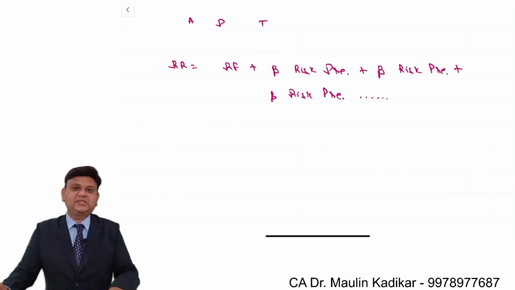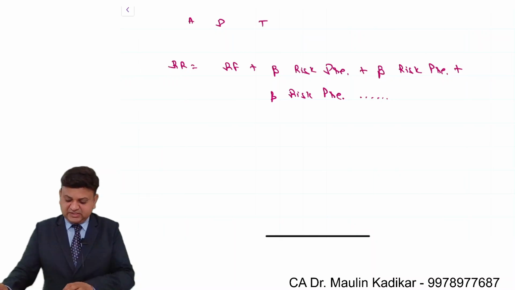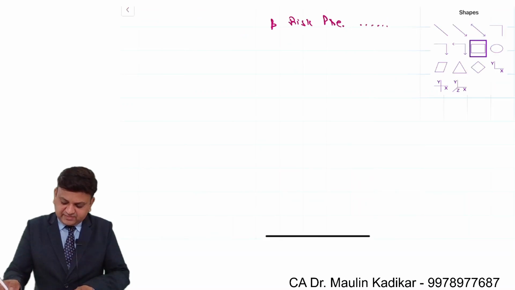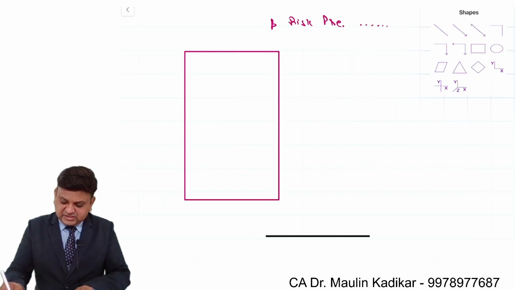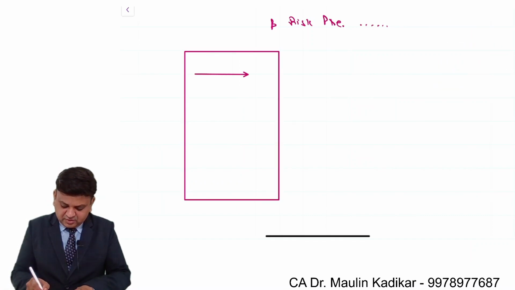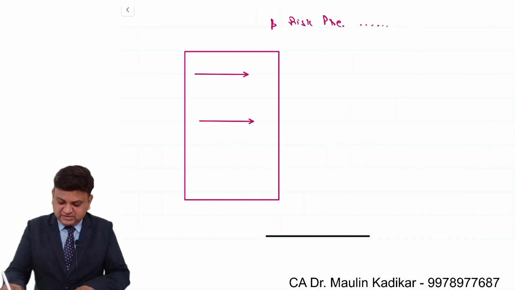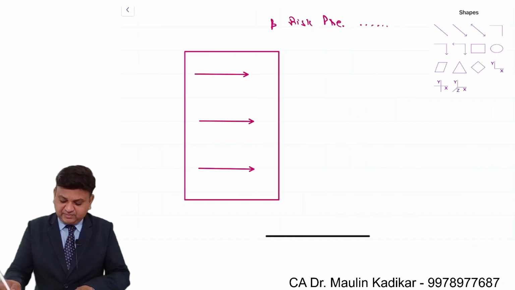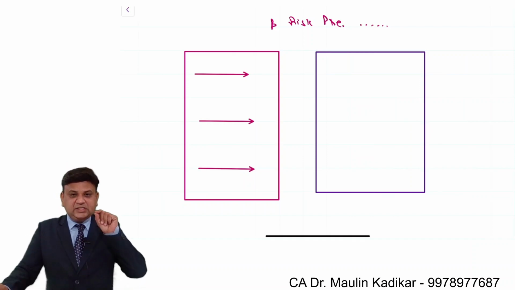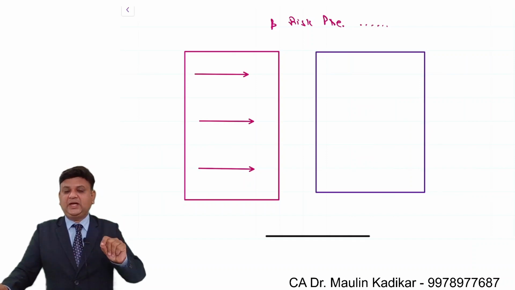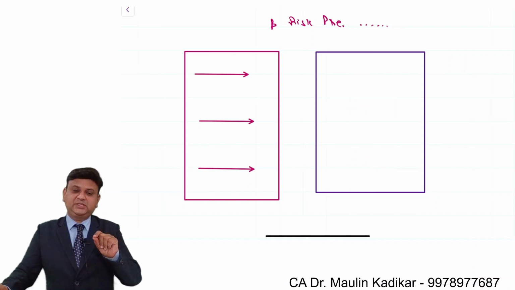Importantly, understand what this theory says. This theory says that there are a number of systematic risk factors in the market. All of these systematic risk factors do not have the same influence on all the companies. They have different influence on different companies. So each of the systematic risk factors does not have the same impact on all the companies.